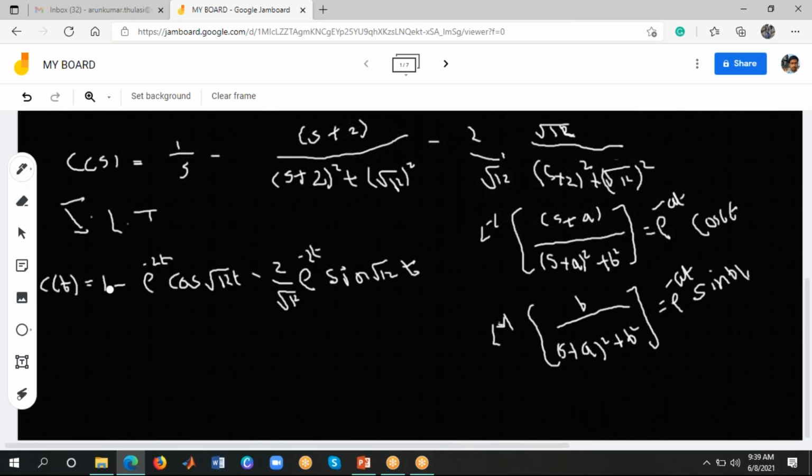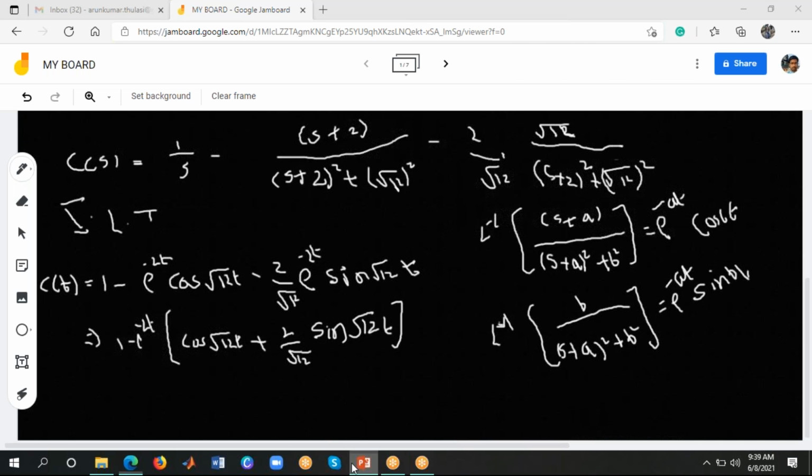If you simplify again, you will get 1 minus e power minus 2t, take common, it is cos root 12t plus 2 by root 12 sin root 12t. So this is the response of this system. So let me check whether it is correct or not.